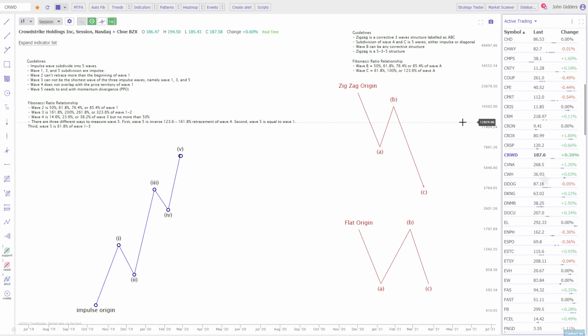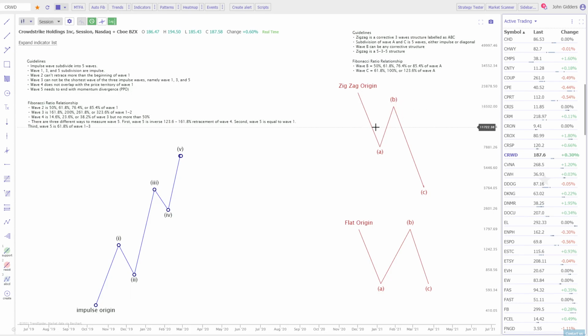Wave C always subdivides into a 5-wave move, either an impulse or a diagonal. And wave B can be any corrective structure. So wave B can be a triangle. The zigzag is a 5-3-5 structure, while the flat is a 3-3-5 structure.